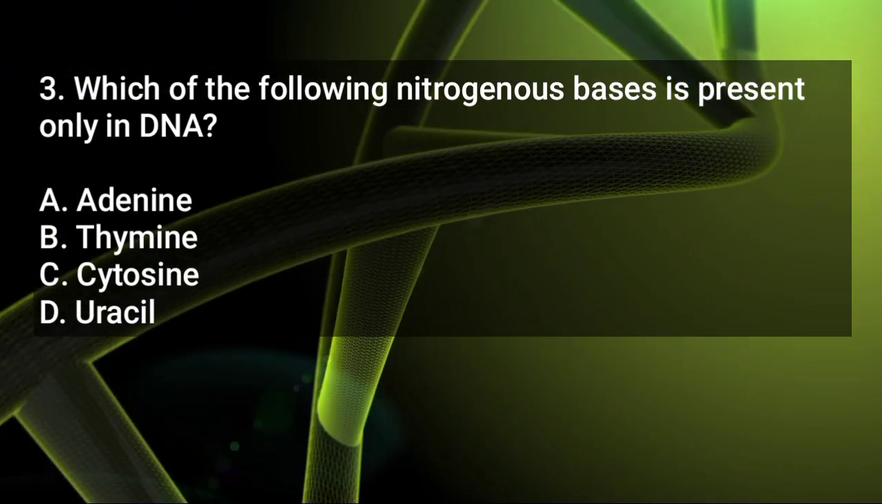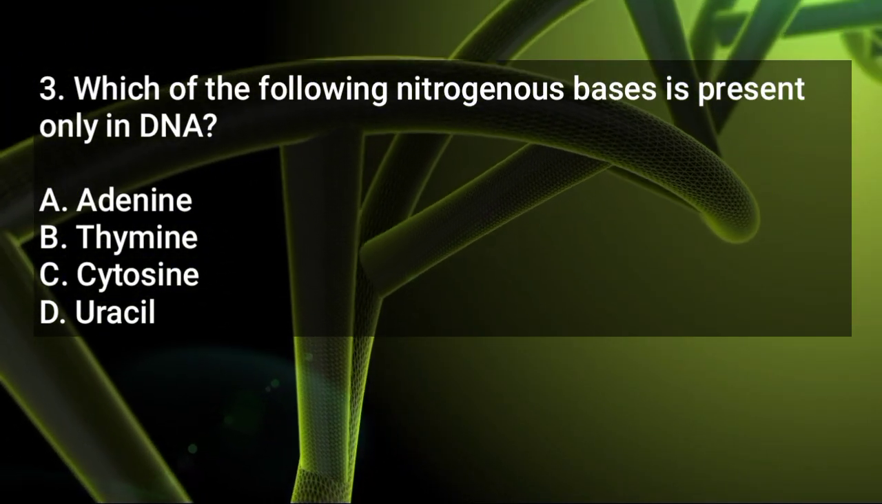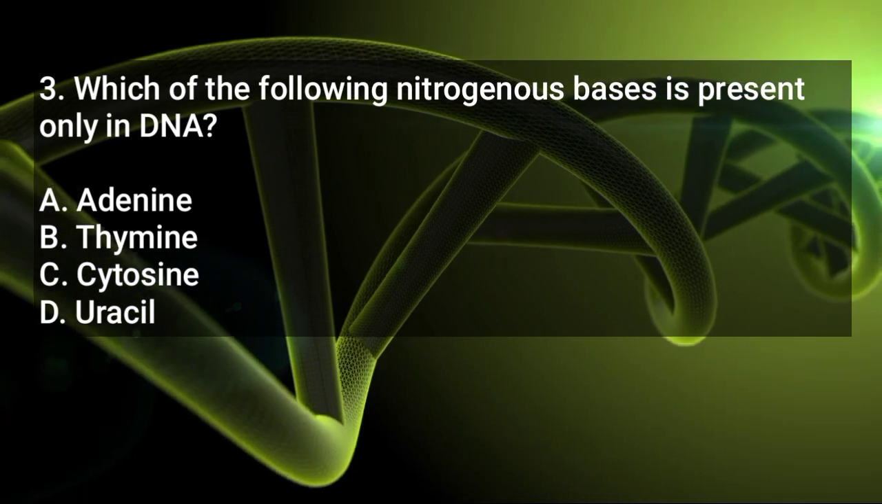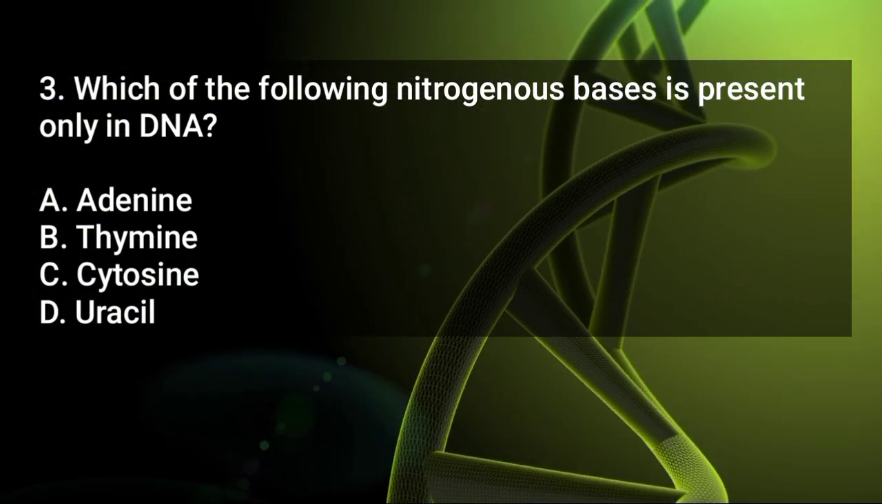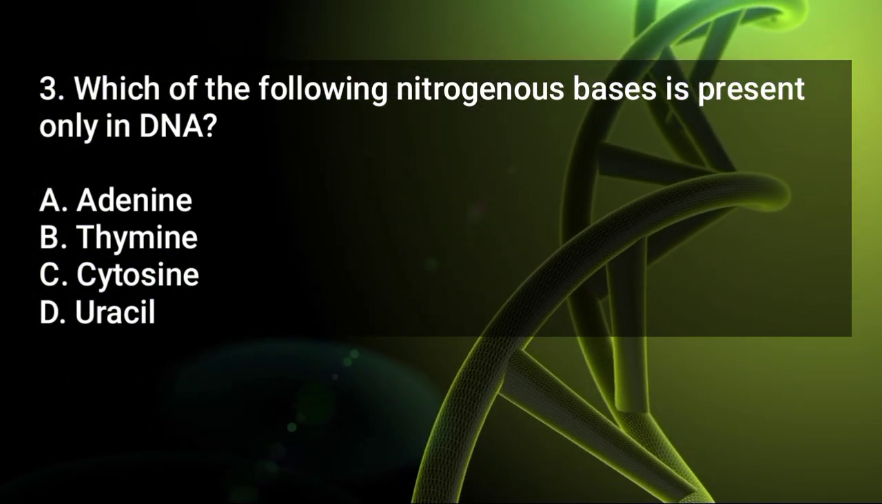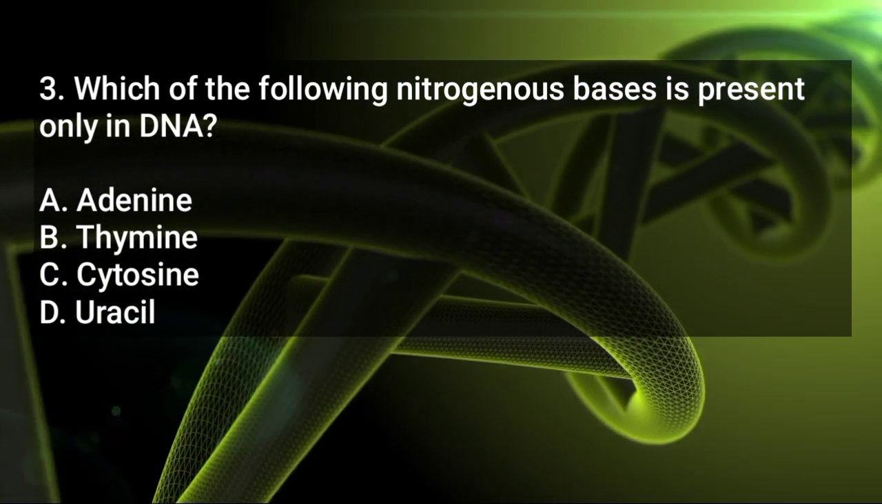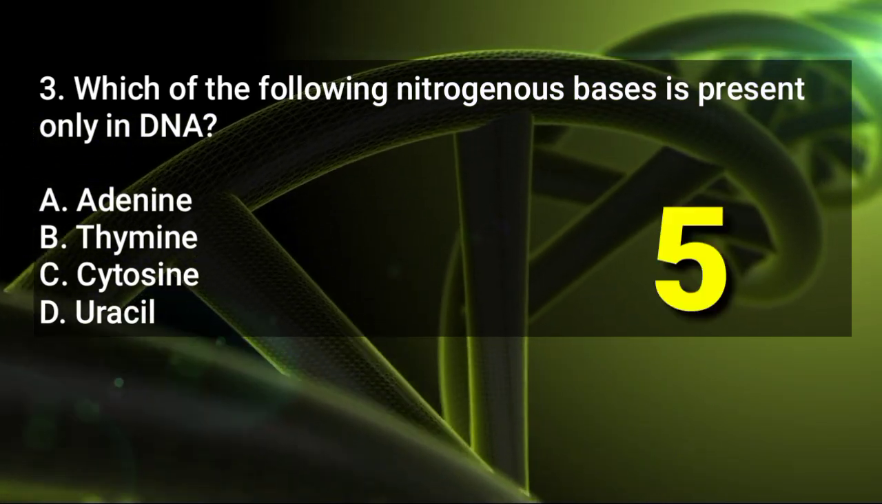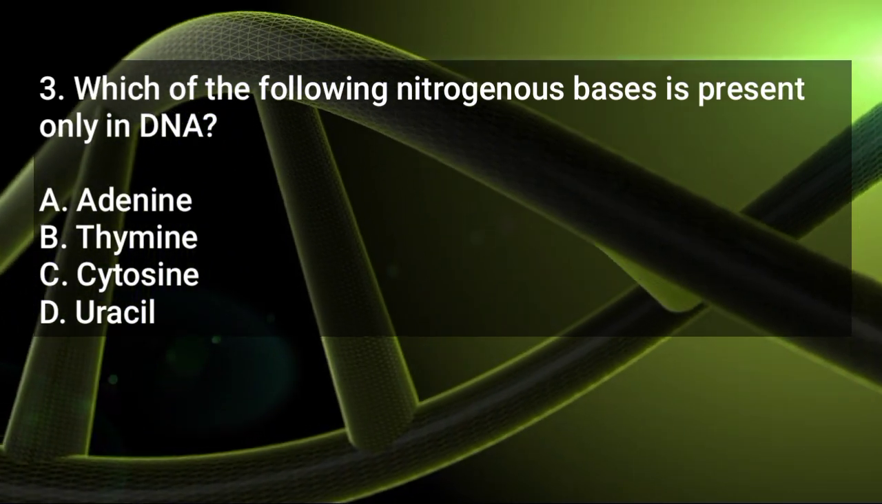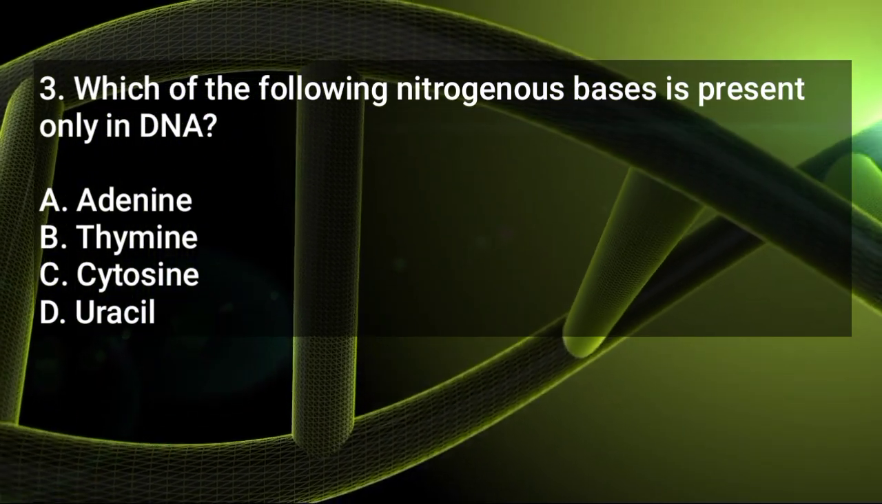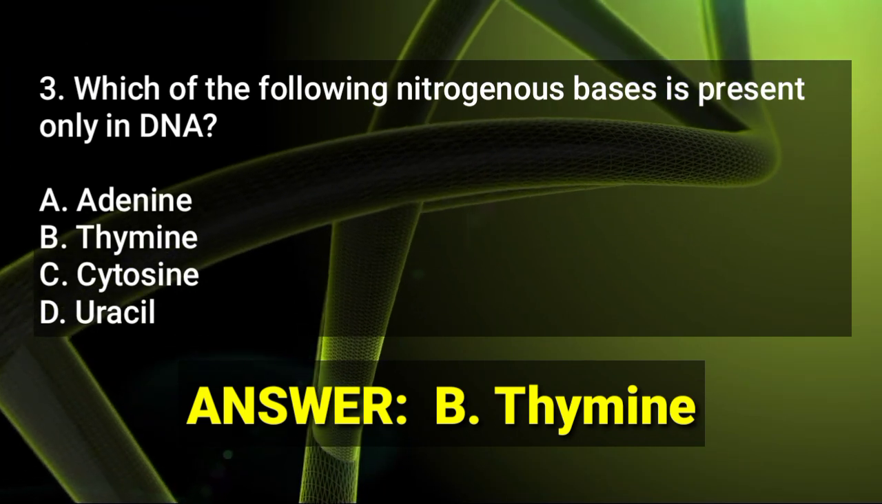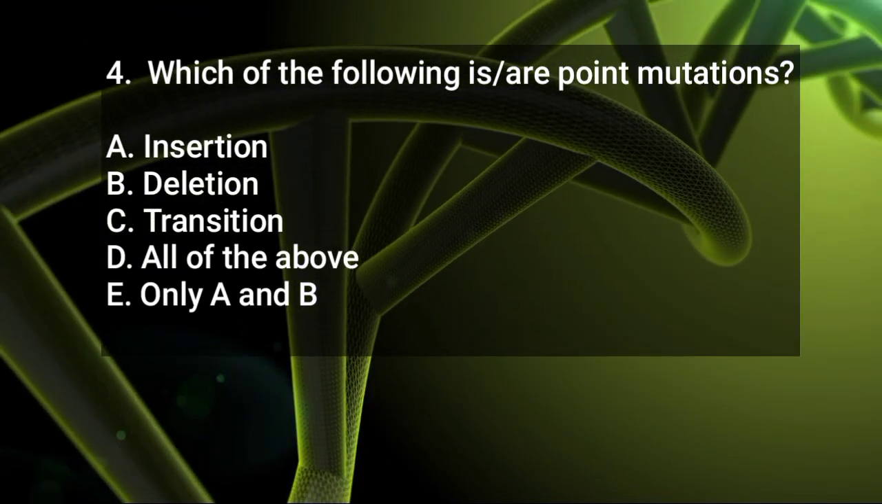Question number 3. Which of the following nitrogenous bases is present only in DNA? A. Adenine. B. Thymine. C. Cytosine. D. Uracil. Answer: B. Thymine.